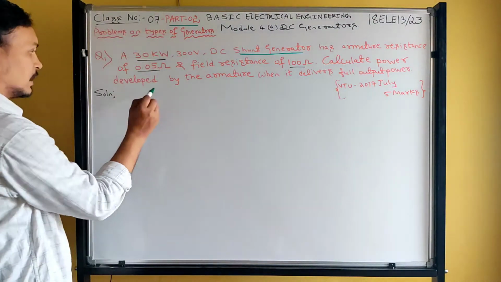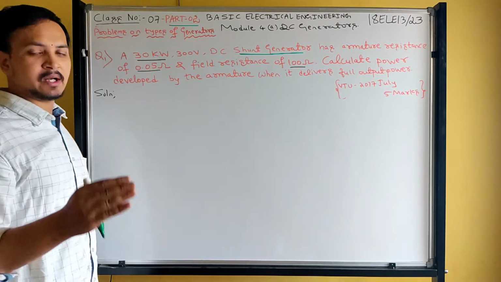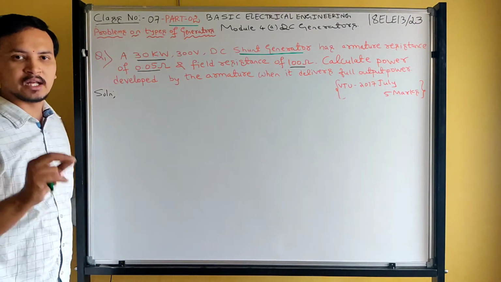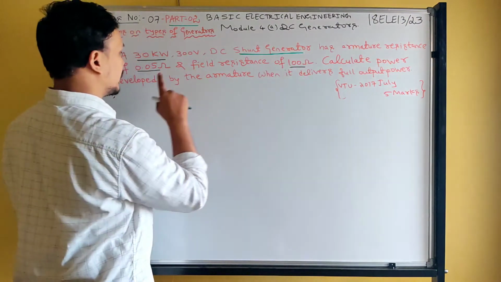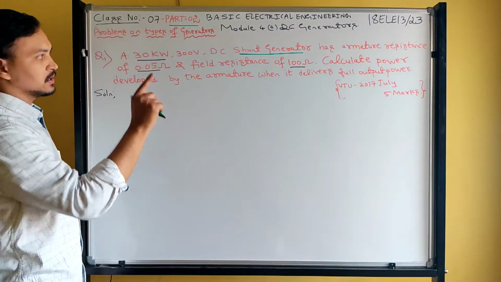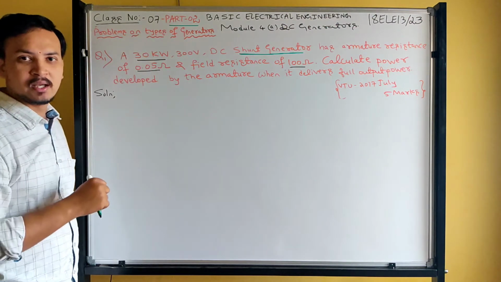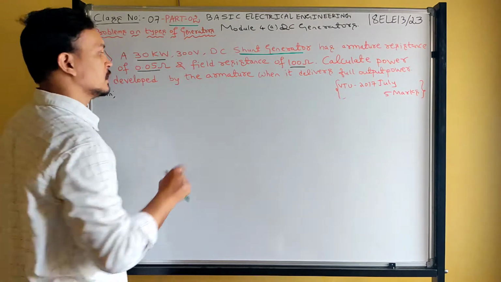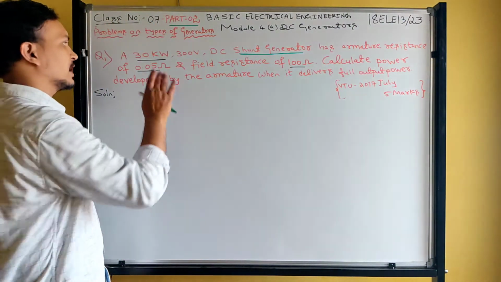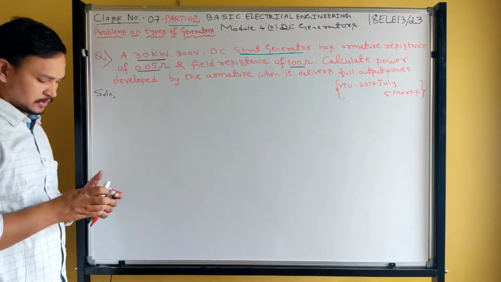Calculate the power developed. They asked for the power developed. We have two types of power, power developed and power delivered. If they ask for power developed, then the given power will be the delivered power. So calculate the power developed by the armature when it delivers this much power. When it delivers this much power, how much power is developed in the generator? That is the question they asked, the power developed by the armature when it delivers full output power. So this power is the output power. Let's start the solution for this in detail.